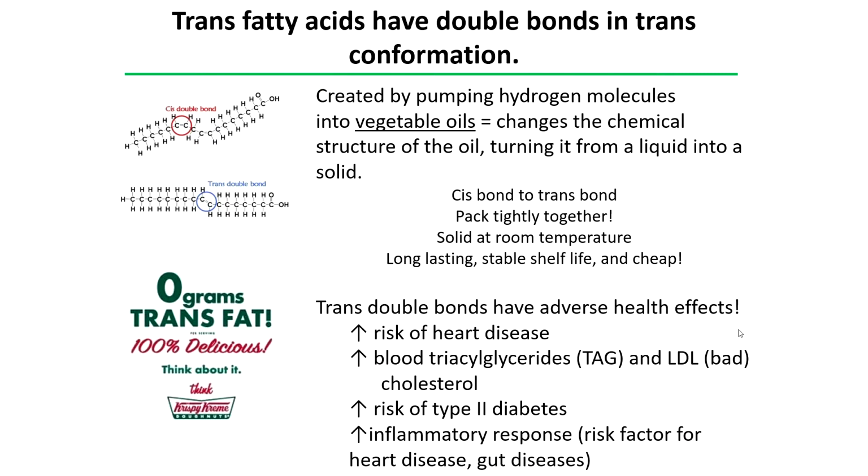I just want to take a moment to discuss trans fatty acids because this does come up each year. Trans fatty acids are created by pumping hydrogen molecules into unsaturated vegetable oils to create double bonds in a trans configuration. So unsaturated fatty acids is how it starts, and then we pump hydrogen molecules into this one to change the configuration of this bond to a trans double bond. And so the bond moves from cis to trans, and now these can pack very tightly together and are solid at room temperature. They are very long-lasting types of fats, cooking oils.